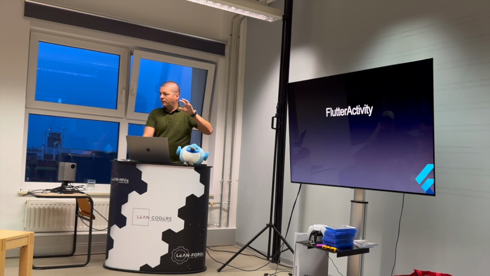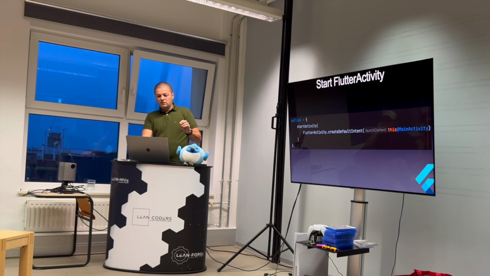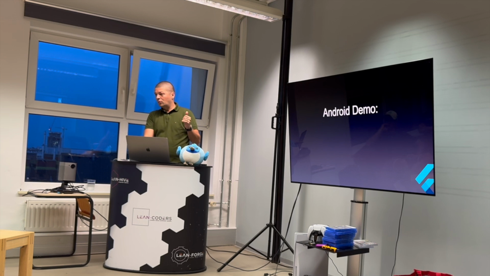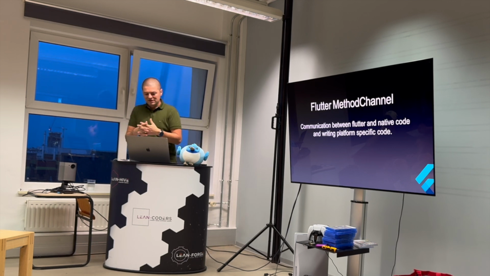Similar to iOS, you have a Flutter activity that you need to declare in your Android manifest. For those who are Android familiar, this is straightforward. And then you create an intent and you start the activity, and it should work. To work, you need to do a flutter pub get, so Flutter will build and bring its own dependencies, but then you don't have to run anything in the Android folder. I will jump over the Android demo. I would like you to ask me a question anytime, so you don't have to wait till the end. I would rather discuss it.